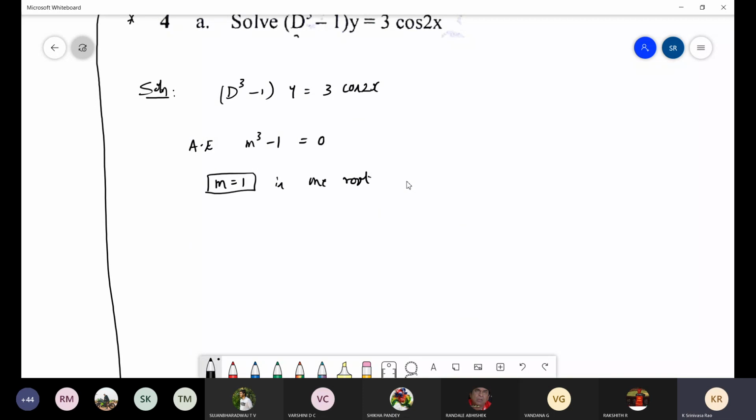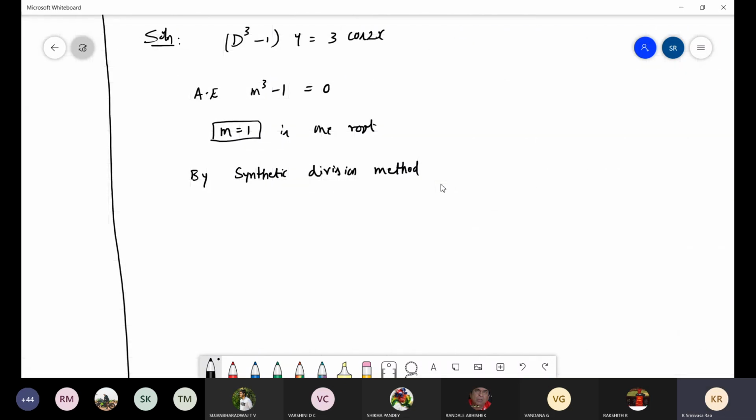m equals 1 is 1 root. By synthetic division method, I'll write the coefficients of the cubic equation. The m cube coefficient is 1, m square is 0, m is 0, constant is minus 1. It is very important: whether the term is there or not, you should write the coefficient.